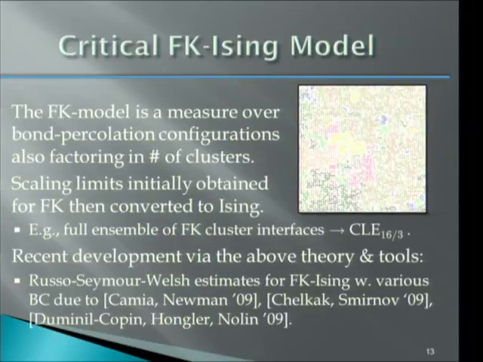What does a Russo-Seymour-Welsh type estimate mean? It means that we're asking what the probability is of crossing from bottom to top under a certain boundary condition for FK if you have a rectangle of given aspect ratio. Okay? And we want to bound that by something. So these are the sequence of papers: Kesten and Newman, Chelkak and Smirnov, and finally Duminil-Copin, Hongler, and Nolin. For instance, the theorem here gives such a Russo-Seymour-Welsh type estimate under arbitrary boundary condition for FK.